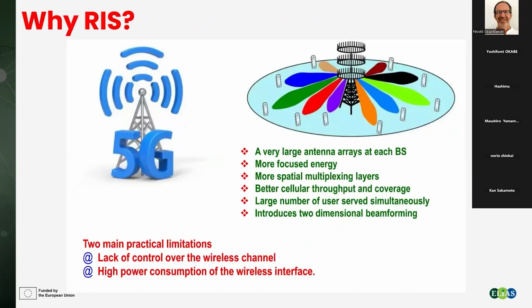Now, why did RIS technology appear? It appeared because 5G has massive MIMO systems, which means the number of antennas on the base station is much larger than the number of mobile users. So it increases the complexity, and we need more focused energy. And we support a large number of users, but we have two main limitations in 5G. First, we don't control the wireless channel, because we only use the line of sight channel, or non-line of sight. And second, mounting this large antenna on the base station, we will have high power consumption on the wireless interface.